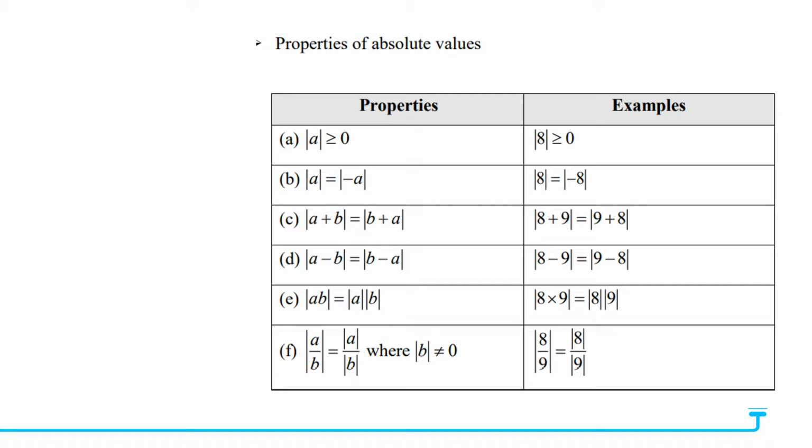Okay, over here we have some of the properties of the absolute value. The first one, absolute A is always greater than or equal to 0, so it means that absolute A is impossible to be a negative value. Okay, and absolute A equals absolute -A. If you have absolute A minus B, if you interchange to B minus A, it will give you the same answer, and for multiply and divide it is the same.